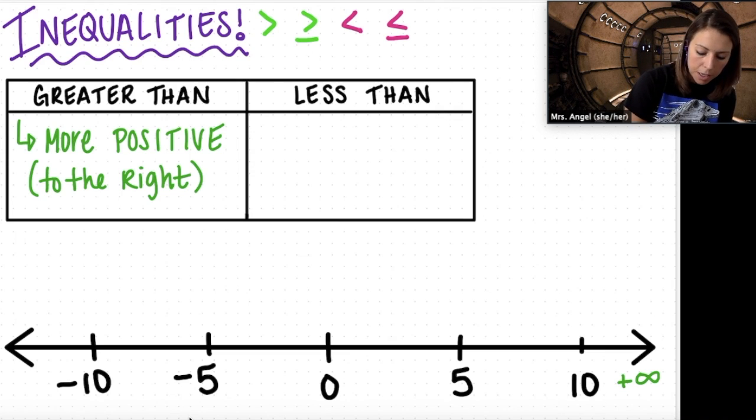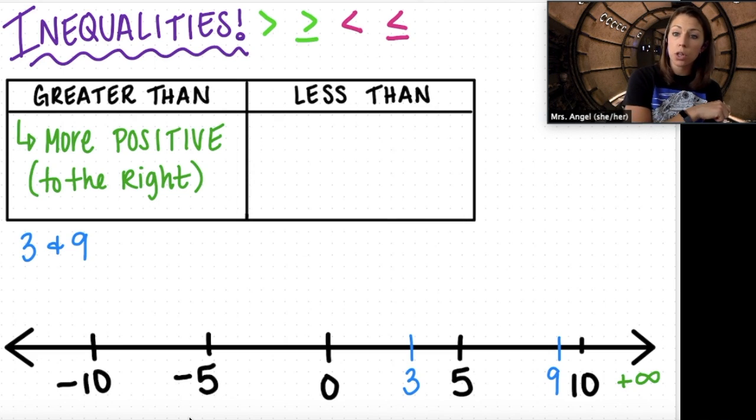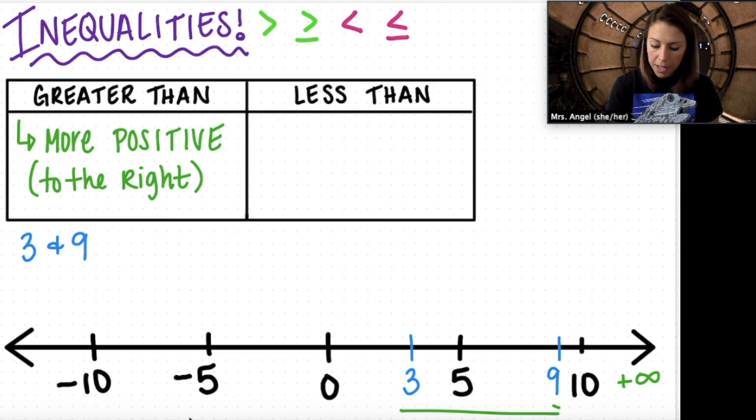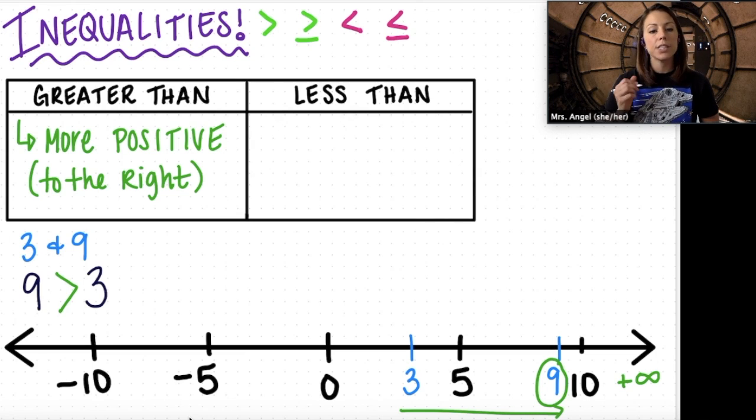Let's do a quick example. So let's say I want to compare the numbers 3 and 9. So I'm going to go ahead and put those on my number line. So 3 is probably about here, and 9 is probably about there, give or take. So which one is greater? Which of these numbers is closer to positive infinity? Well, as I move from left to right, 9 is more positive because it's to the right of 3 on the number line, which means 9 is greater than 3. And notice the symbol for greater is open to the 9 because the 9 is the greater value.